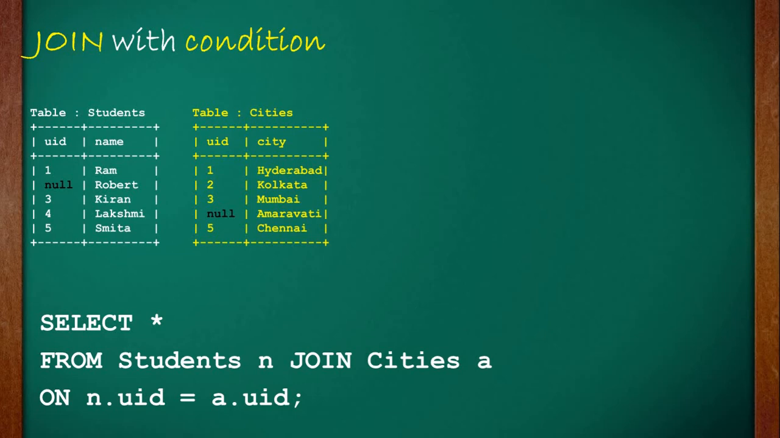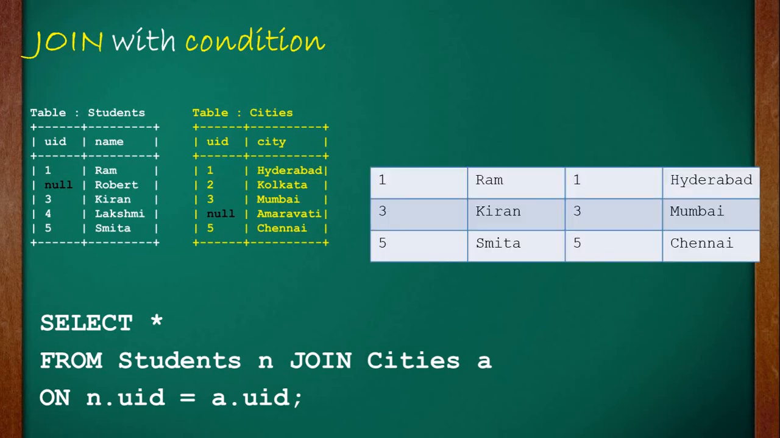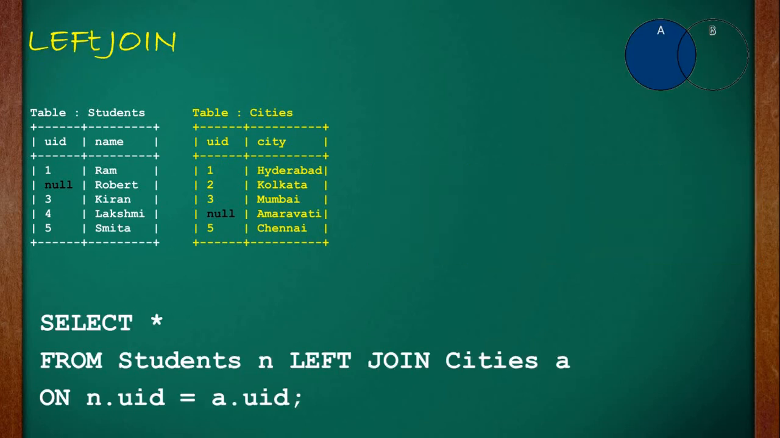Now if I execute the same query, I will get an output with only 3 rows because there is no row in the students table for UID 2 and I don't have any matching row for UID 4 in the cities table. If I have to see the names of all students irrespective of the availability of the cities they belong to, I need to use left join, and the query is this. Select star from students n left join cities a on n.uid is equal to a.uid. Please note that the join clause is replaced with left join and nothing else is changed in the query.